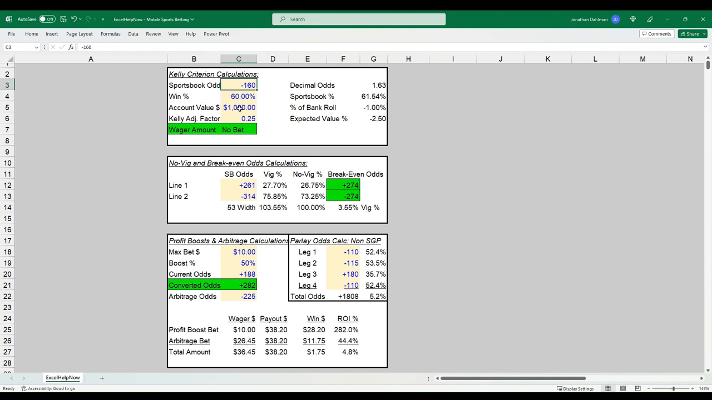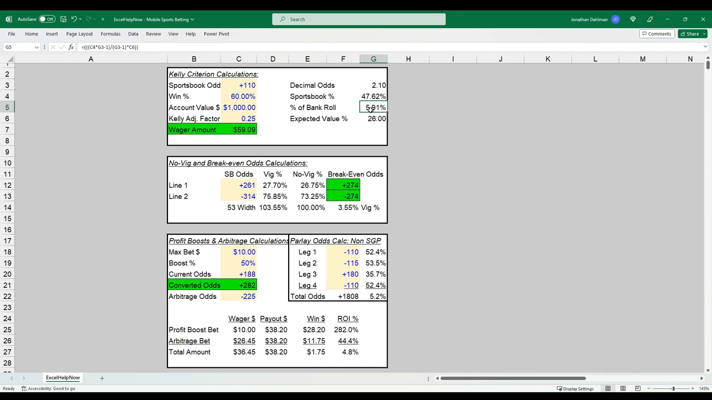And then a couple other things that are helpful with the numbers here is you can see that we have American odds in C3. Over on the right, we have that converted to decimal odds, and then you can see what the sportsbook win percentage is based on their odds. So minus 160, that converts to 61.54%. We can move that around. So plus 110, that's 47.62. So it gives you the opportunity just to see how American odds convert to decimal odds or probability percentage. Then I have how much of your bankroll you should wager at a specific time.